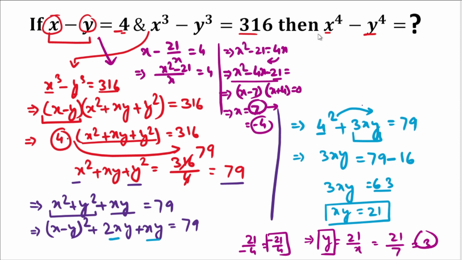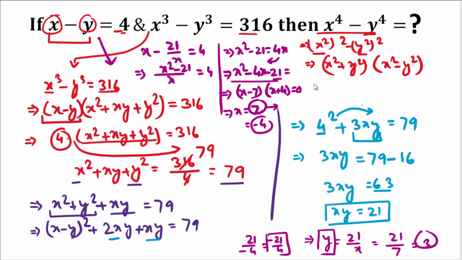Here we have to calculate the value of this expression. We can write it as x square whole square minus y square whole square. Likewise, it is again in the form of a square minus b square. So we can write x square plus y square multiplied by x square minus y square. And x square minus y square we can write as x plus y multiplied by x minus y.